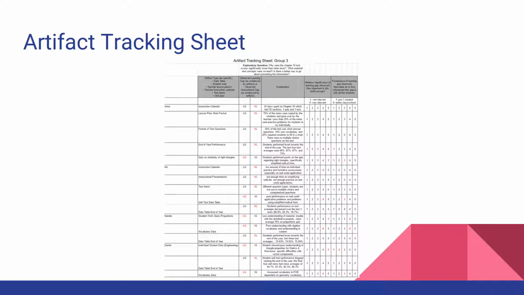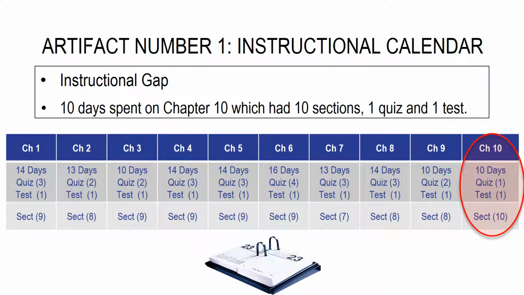Here's our artifact tracking sheet that we completed. We completed it in Google Docs and used highlighting, and we had a lot of different materials and artifacts that people brought, and you can see that we rated them on different scales according to the information from the book. Here are some of the artifacts. We'll go through them, breaking down that table.